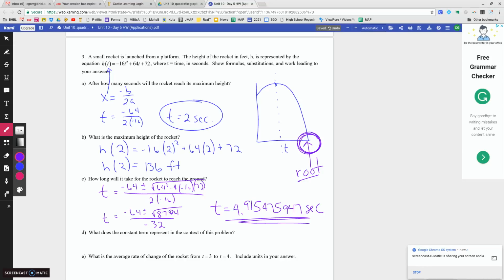Okay, letter D. What does the constant term represent in the context of the problem? Well, the constant term 72 is our y-intercept. So the y-intercept must be the height of the initial launch.